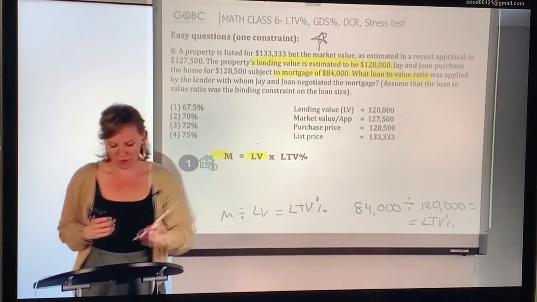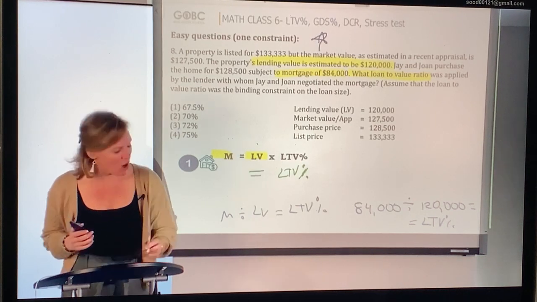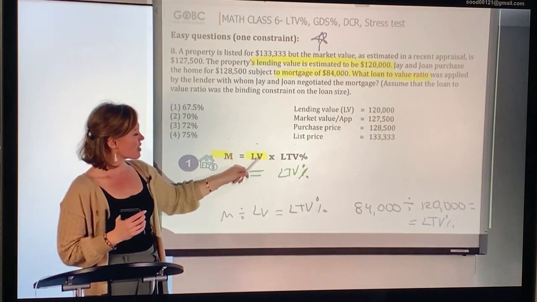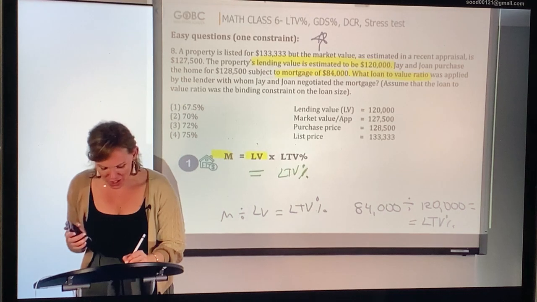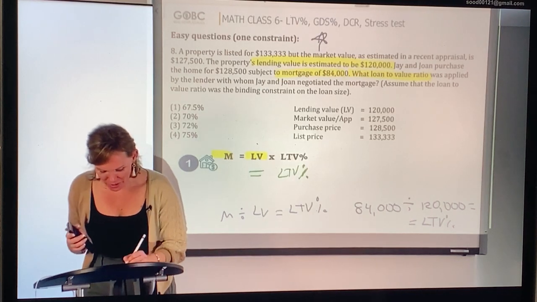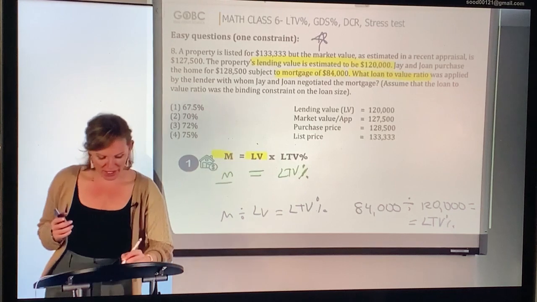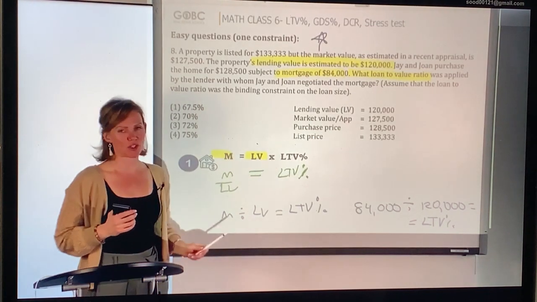So basically, if I'm looking for the loan to value ratio, this LTV, I have to keep it on the same side as is, and I will take this one and move it to the mortgage, because mortgage is already there hanging out in the other side, right? So this is what I would do. I would take my mortgage, keep it in here, and I would take my lending value and move it with the divide sign. So mortgage divided by the lending value, and that will give me loan to value ratio.